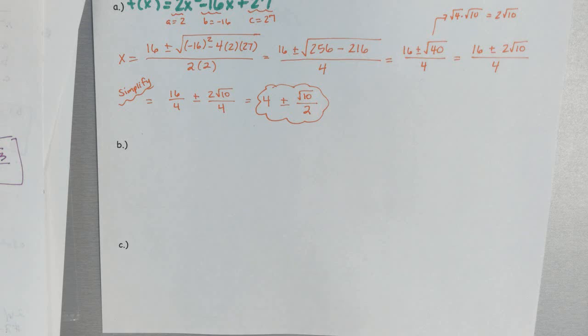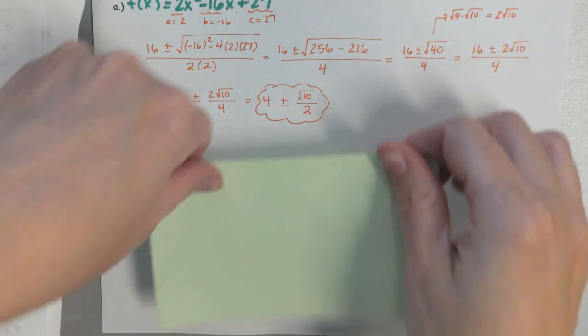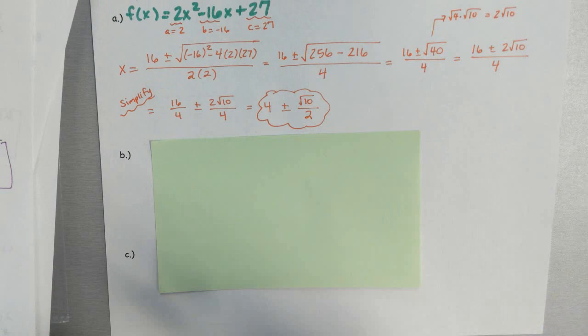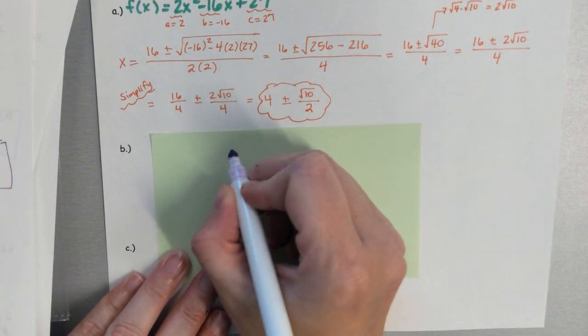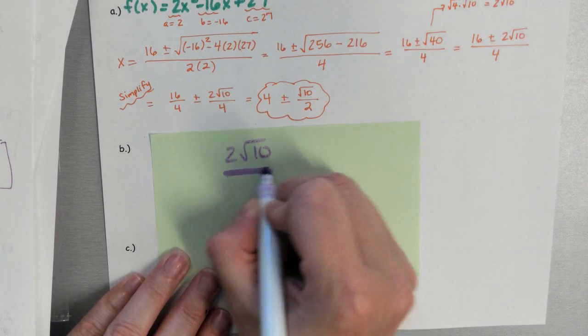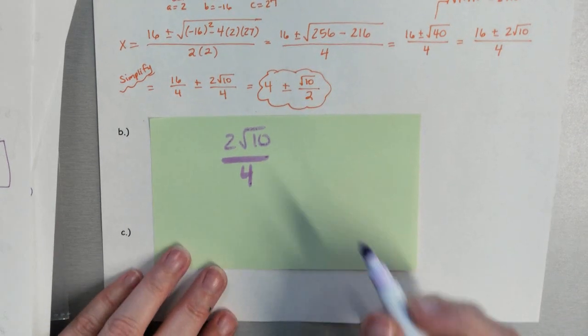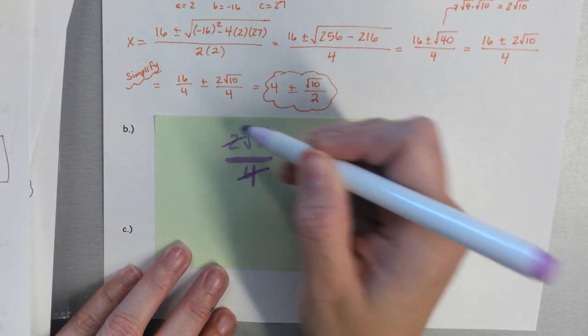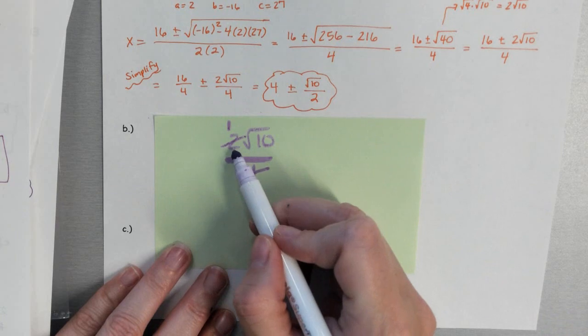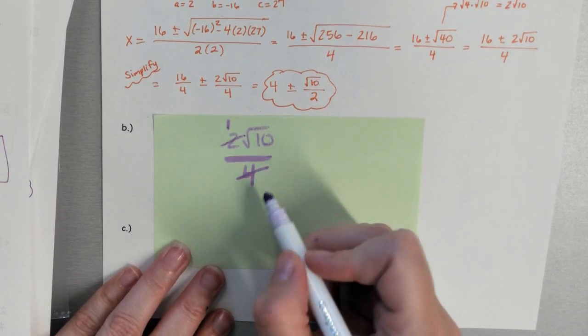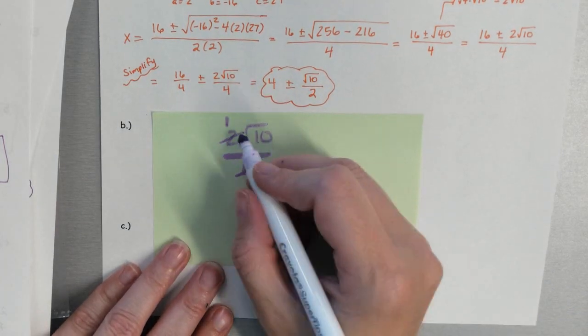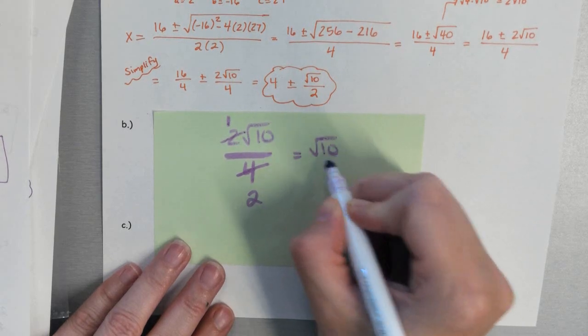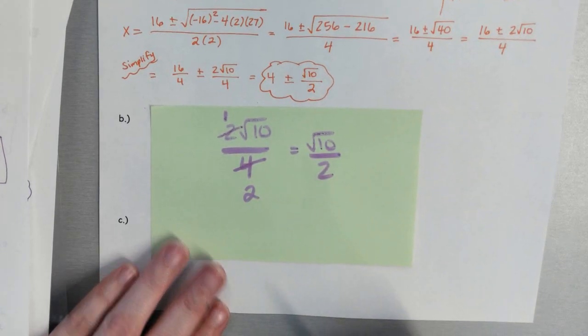Okay, I'm just going to show you another way too. So if you are just simplifying the 2 root 10 over 4, it is like 2 divided by 4. This would be a 1. 2 goes into itself 1 time. 2 goes into 4 twice. 1 times root 10 is root 10. That's how I'm getting the root 10 over 2.